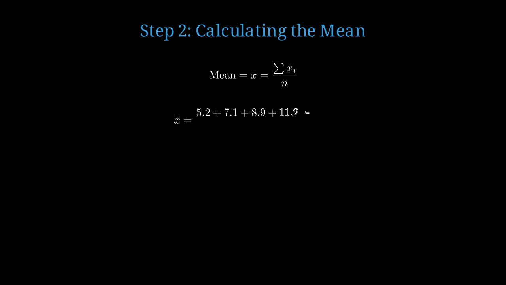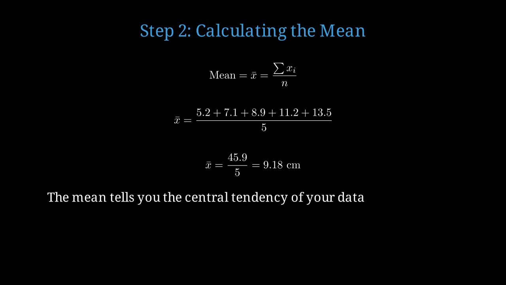For our plant heights, we add 5.2 plus 7.1 plus 8.9 plus 11.2 plus 13.5, then divide by 5. This gives us 45.9 divided by 5, which equals 9.18 centimeters. This is the average height of our plants. The mean tells you the central tendency, or the typical value around which your data clusters. It's like the center of gravity of your dataset.